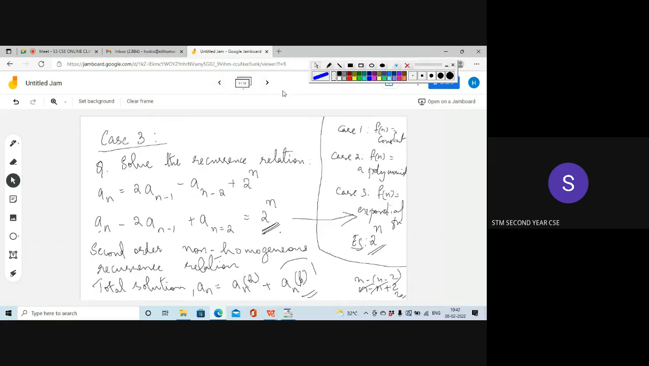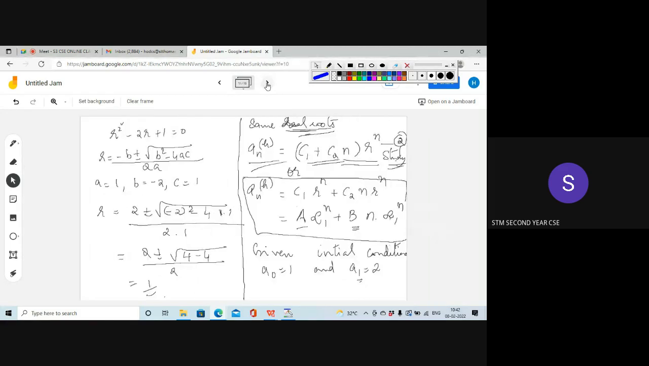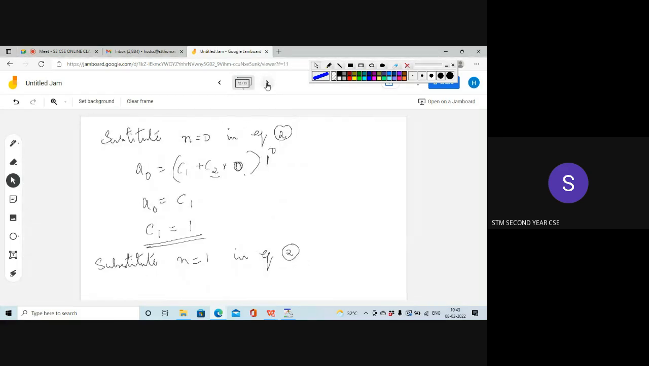What is the value of constant C2? C1 is equal to 1. When you put n is equal to 0, you get C1 is equal to 1. And then substitute n is equal to 1 in this equation, and you again get C2 also equal to 1, isn't it? Yes, very good. C2 is also equal to 1. So now what is our next step? We have to substitute C1 and C2 in this equation, and you will get the particular solution, isn't it?